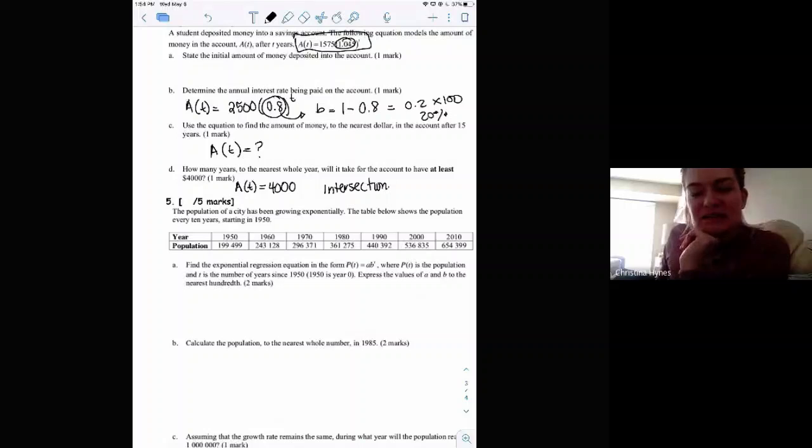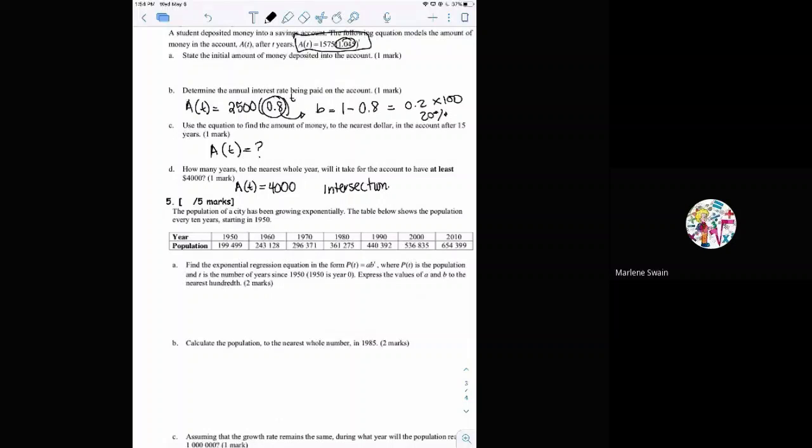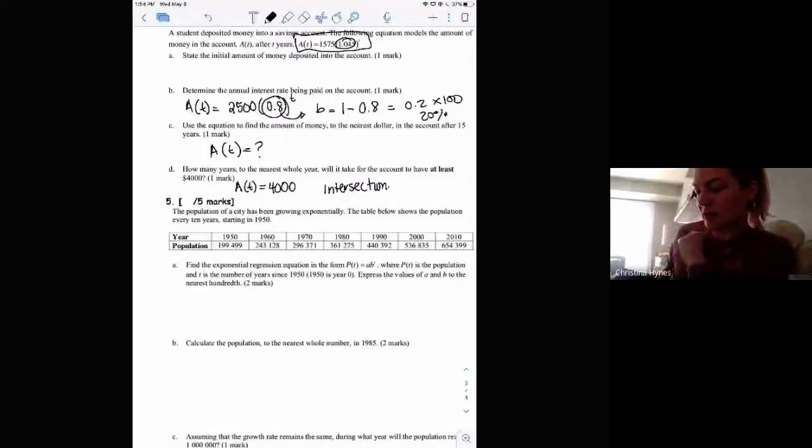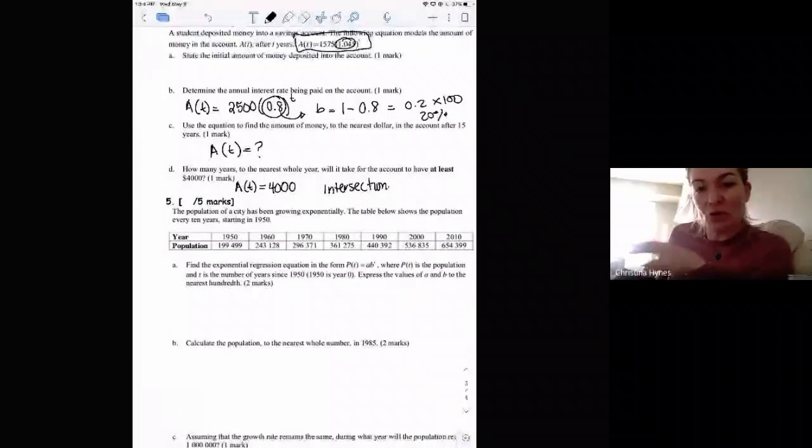Mrs. Swain, am I still cutting out? I just tried to redo something. No, it's all good now. It's good. Okay, perfect. Good. Okay. So that should help you. Hopefully that helps you for your example number 4.